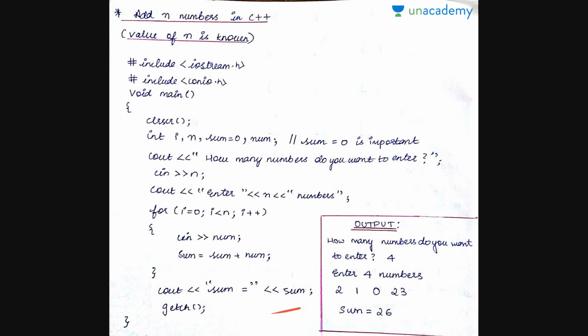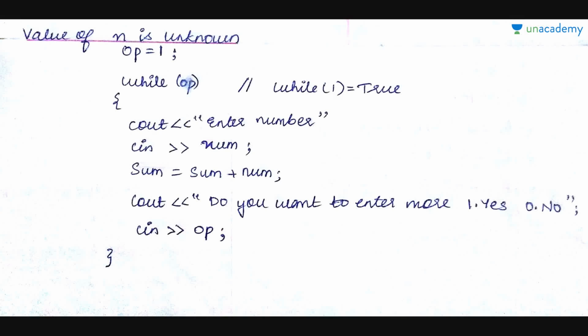Like here, after the user has entered 4 numbers, which are 2, 1, 0 and 23, you get the output sum equals to 26. If the value of n is unknown, that is, the user would not know how many numbers he wants to enter, it depends during the execution of the program only. Like as the user enters, he might feel at any point of time that he wants to enter more numbers or stop. So at that time, to enter the loop, the other header files all remain the same, only the main looping would change.